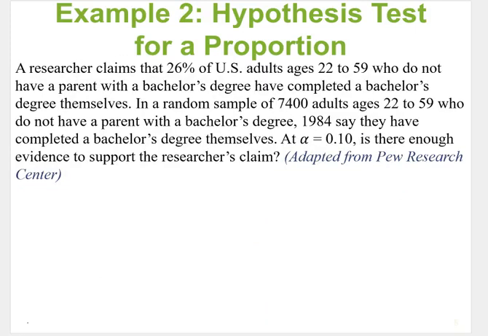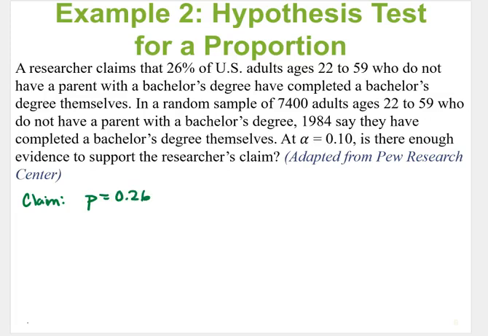All right, let's try another one. A researcher claims that 26% of U.S. adults between the ages of 22 and 59 who do not have a parent with a bachelor's degree have completed a bachelor's degree themselves. All right, so there's my claim. So let's start there. So my claim is that 26%, so my proportion is equal to 26%.